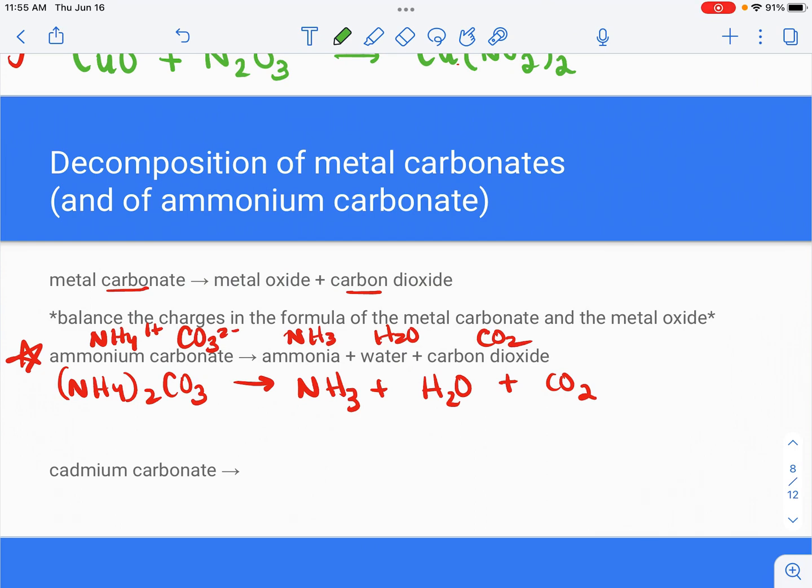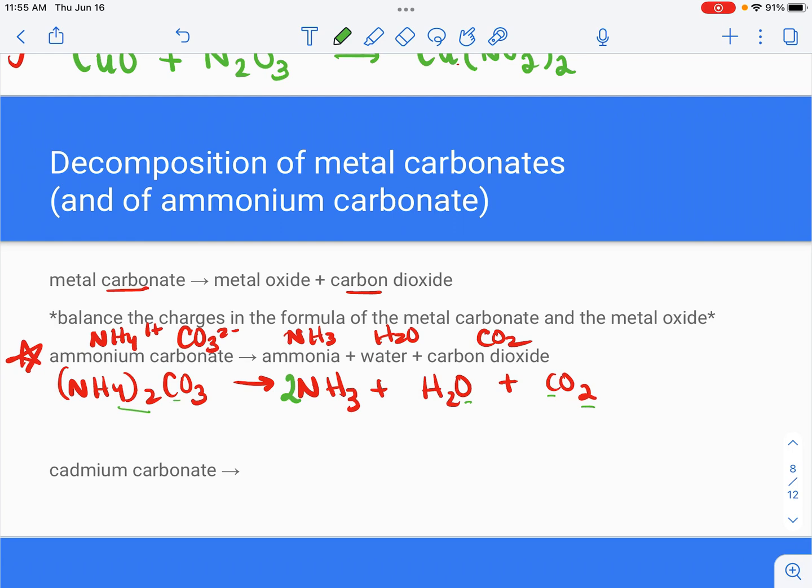So I see 2 nitrogen, so I'm going to start here. And hopefully that fixes everything. Let's go see. So that gives me 6, and 2 more is 8 hydrogen, and I have 8 there. I see 1 carbon, I see 3 oxygen, and we're balanced. So all we needed to do is that.